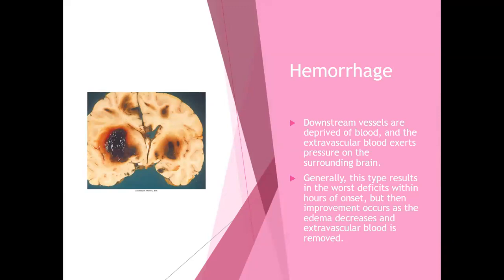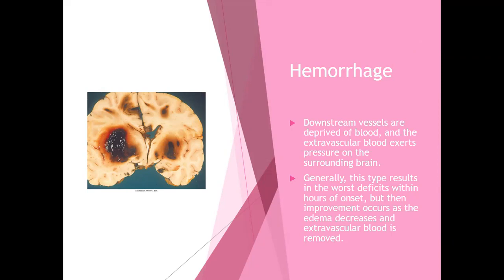A hemorrhagic stroke, you have a hemorrhage of some sort, and the downstream vessels from where the hemorrhage is are deprived of blood. The extravascular blood also exerts pressure on the surrounding brain, and that can result in cell death. So generally, hemorrhagic strokes result in worse deficits within hours of onset, but then improvement occurs as the edema decreases and the extravascular blood is removed. So you get worse deficits initially, but they get better over time because you're relieving the pressure on the brain, basically.